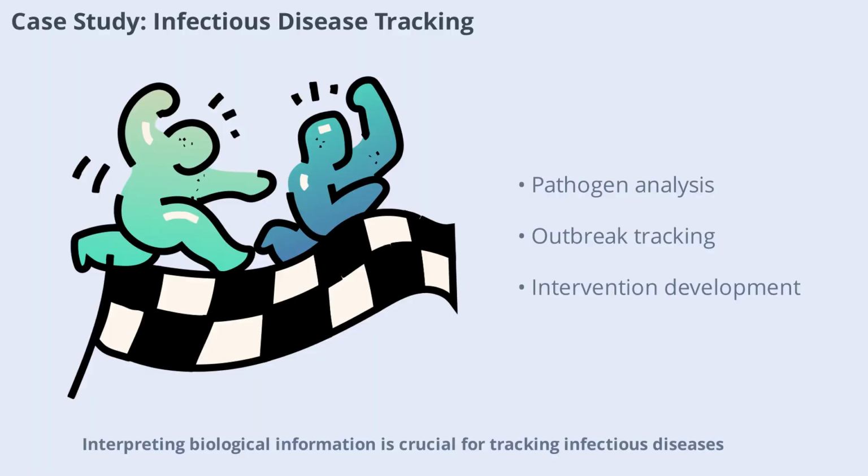Interpreting biological information is crucial for tracking infectious diseases. By analyzing genetic data from pathogens, scientists can monitor outbreaks, trace transmission routes, and develop effective interventions. This approach was vital during the COVID-19 pandemic.